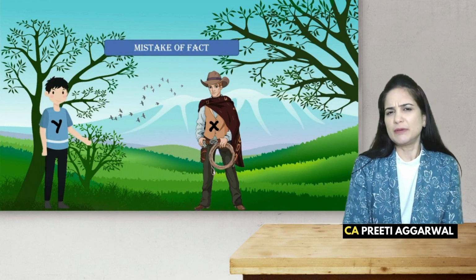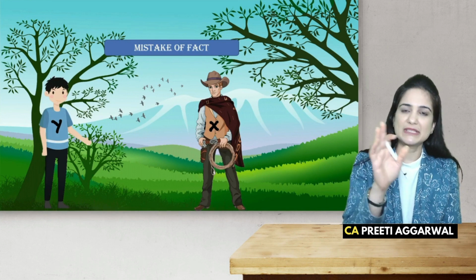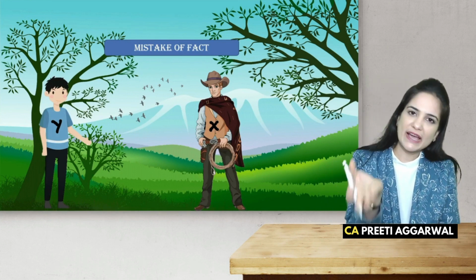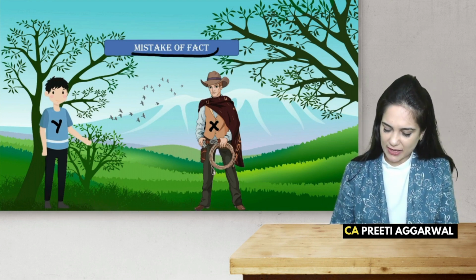Law says that you are mistaken as to the fact. Now you may argue with me, but ma'am, they are agreeing upon the same horse. Yes, they are agreeing upon the same horse in the same sense, but they think that the horse is alive. But the fact is that the horse is dead. They are not aware of the fact. They are mistaken as to the fact. Not a valid contract.